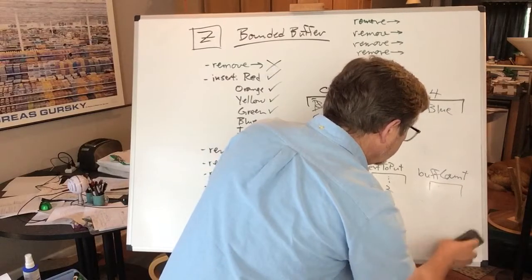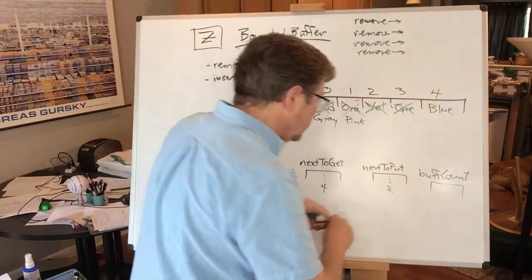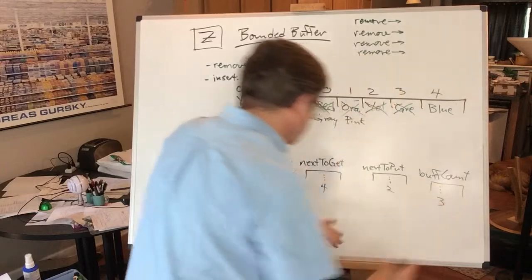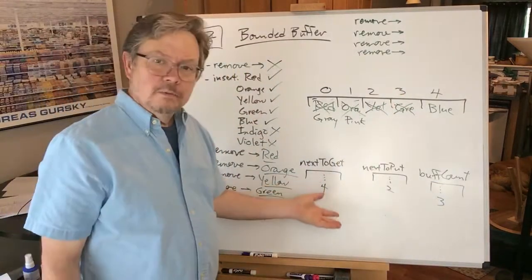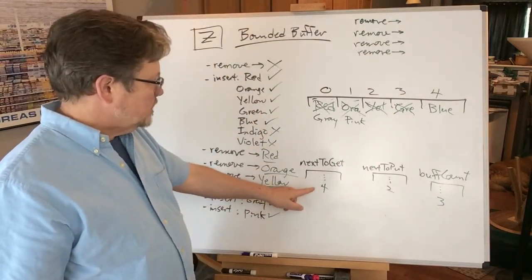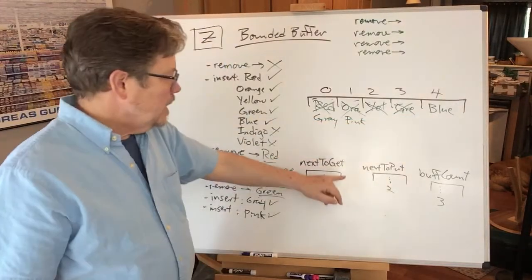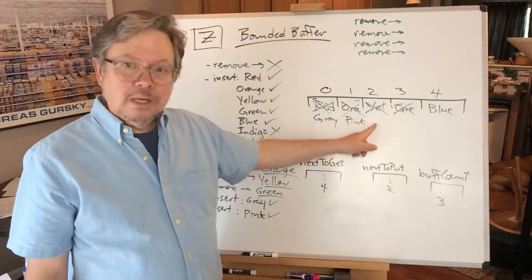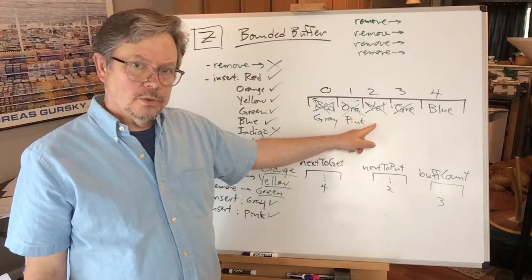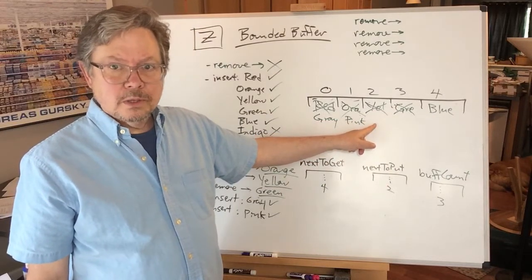Let me double check before I start the operations at the top of the board. 3, 2, 3, 4. Different values for every single one. Why is next to get 4? That's the place where we'll get the next thing that's waiting in line. Why is next to put 2? Well, that's the next available slot that's currently unused of where we can put something with an insert operation.